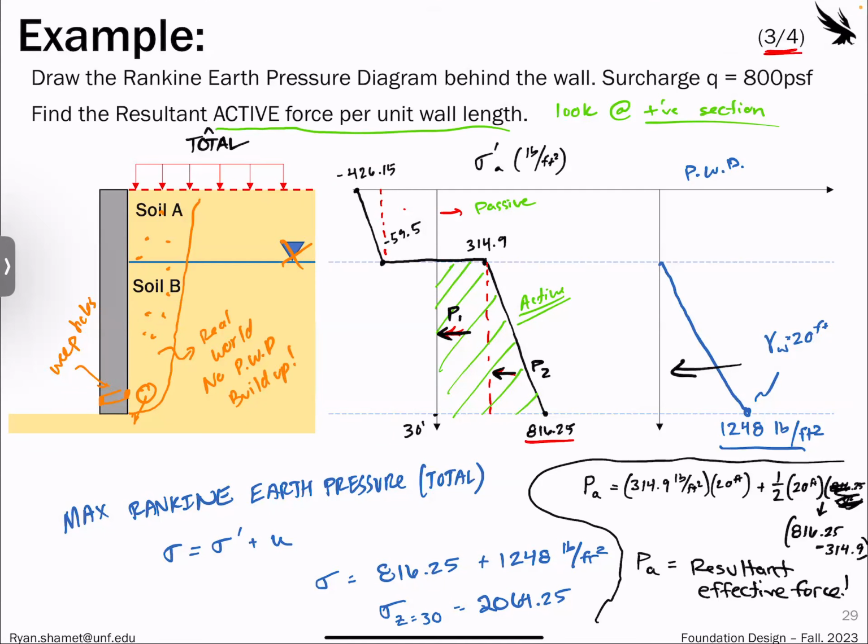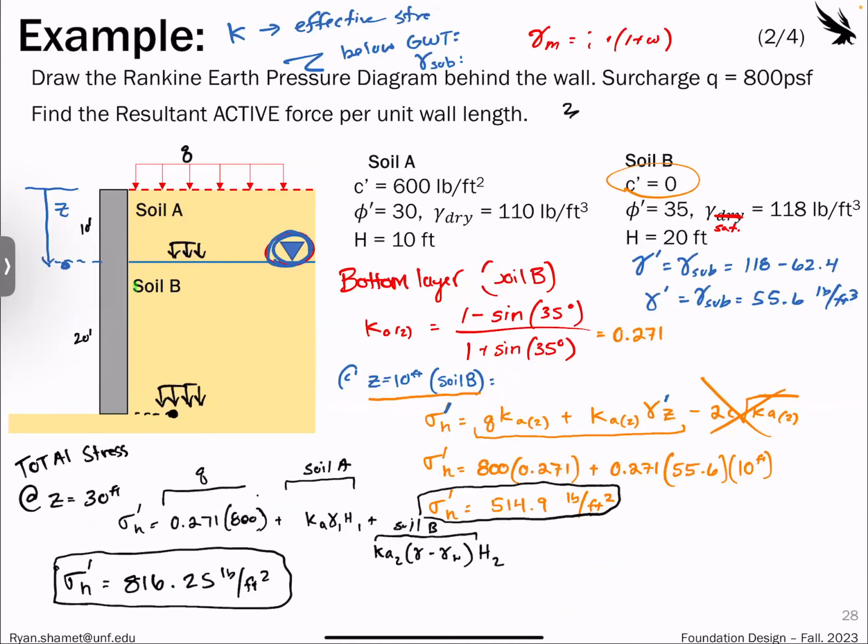Yeah. In slide number 2, when you were doing Z equal to 10 feet for soil B, is there a reason that you didn't account for soil A on top of that? Like it was just in terms of Ka2 instead of Ka1. So right here, or yes.